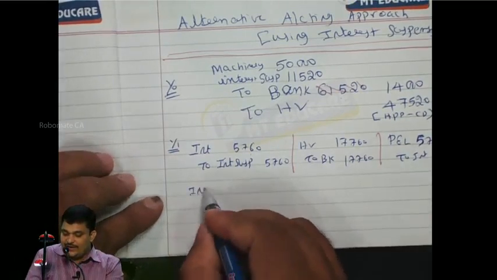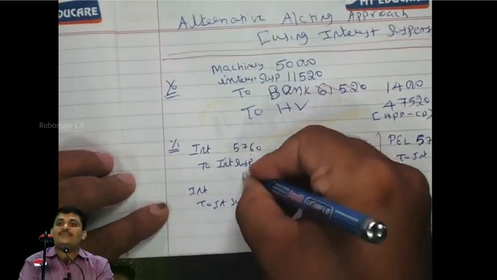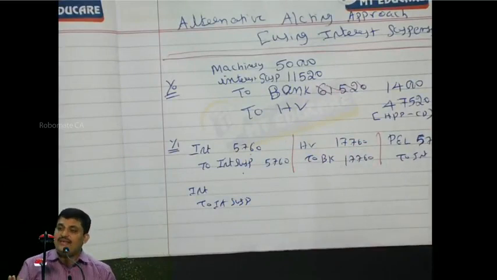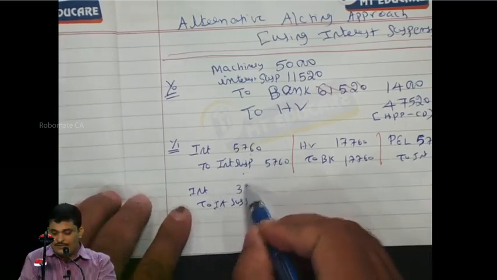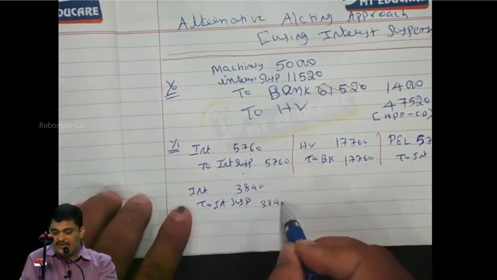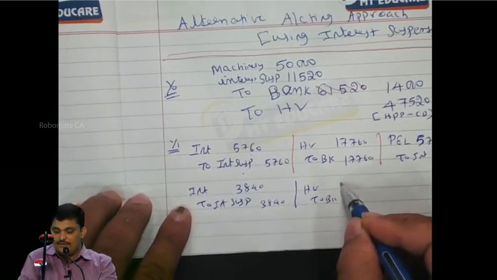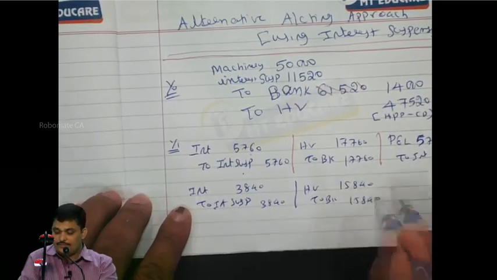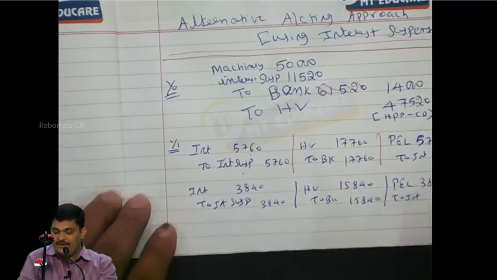What is that? Interest to interest suspense. So by crediting, interest suspense is increasing or decreasing? And over the 3 years it will be automatically eliminated. Correct? You are booking interest 3840. Hire vendor to bank 15,840. P&L to interest 3840.